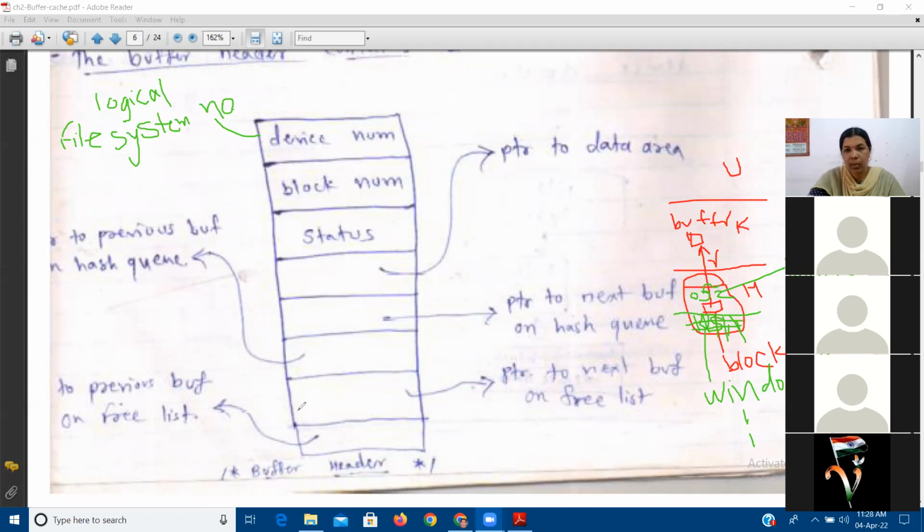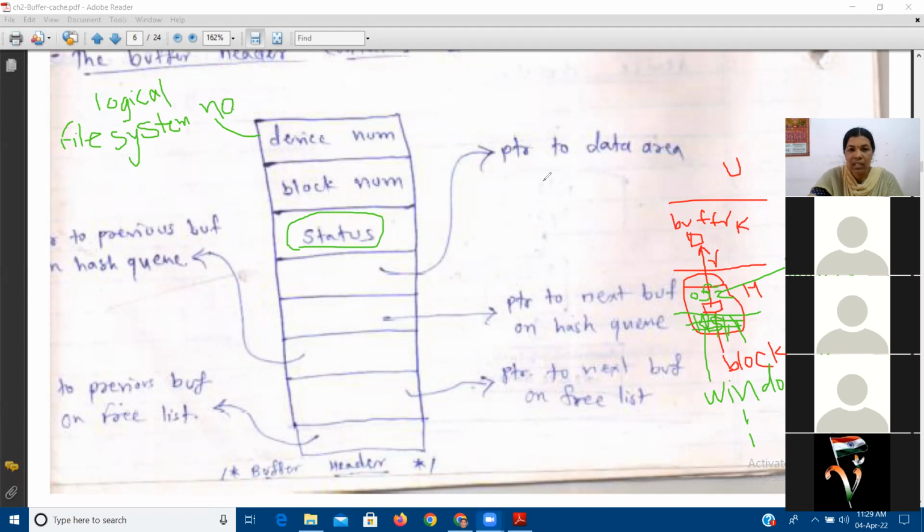Okay, so hope you understood the concept of device number and block number. Now I will proceed further to the status. Again, it is one of the major points inside this buffer header. Mostly on this field, they ask a short note. So what are the different statuses of buffer header? What are the different statuses of buffer? Okay, so we'll see status. So different statuses are there.